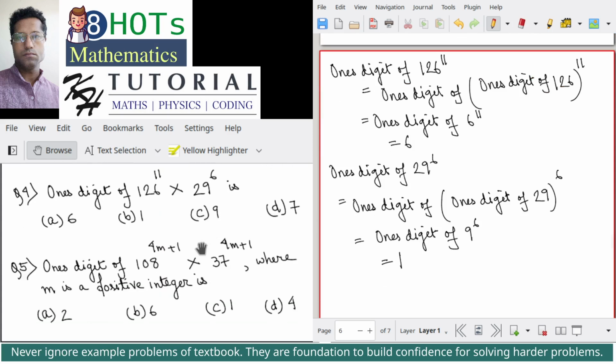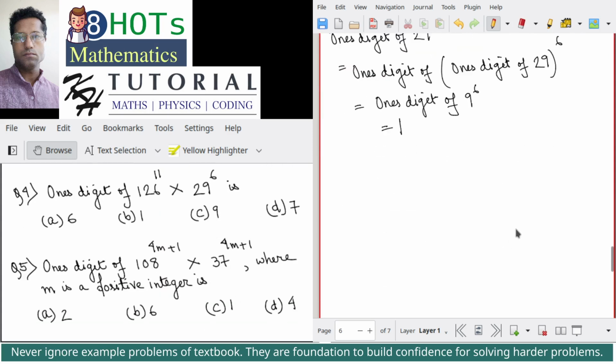Okay, let's do the last problem. Question number 5 is asking what is the ones digit of 108 to the power 4m plus 1 multiplied by 37 to the power 4m plus 1, where m is a positive integer.